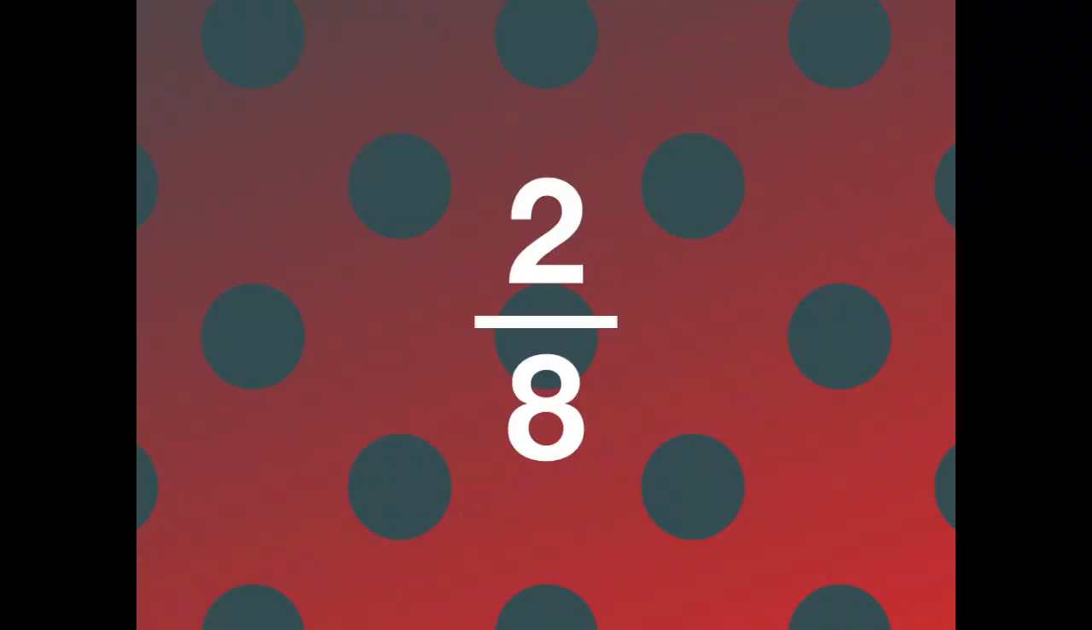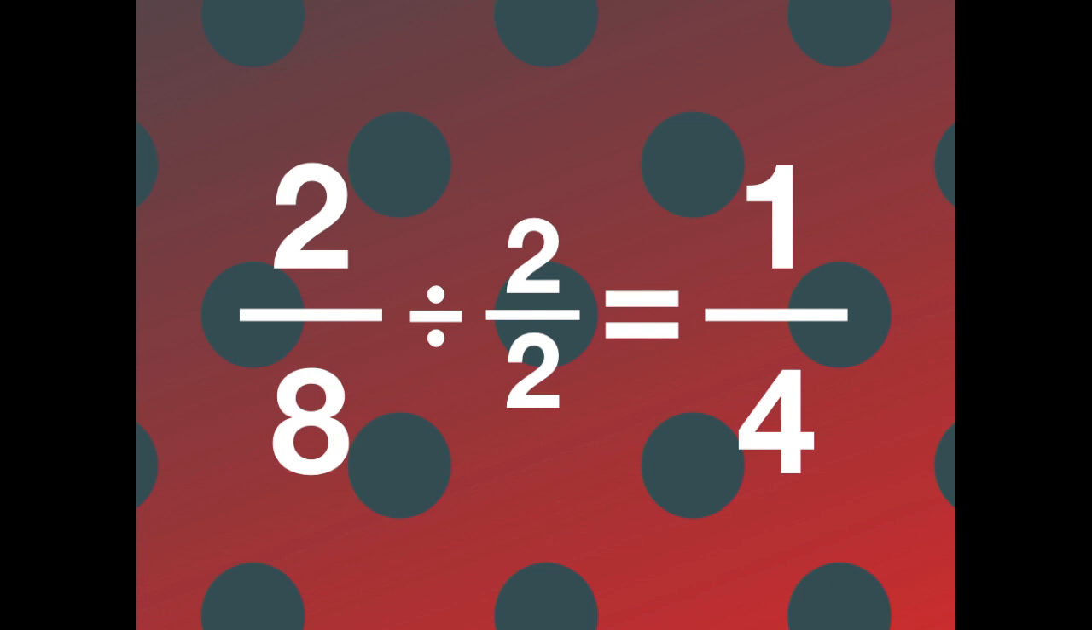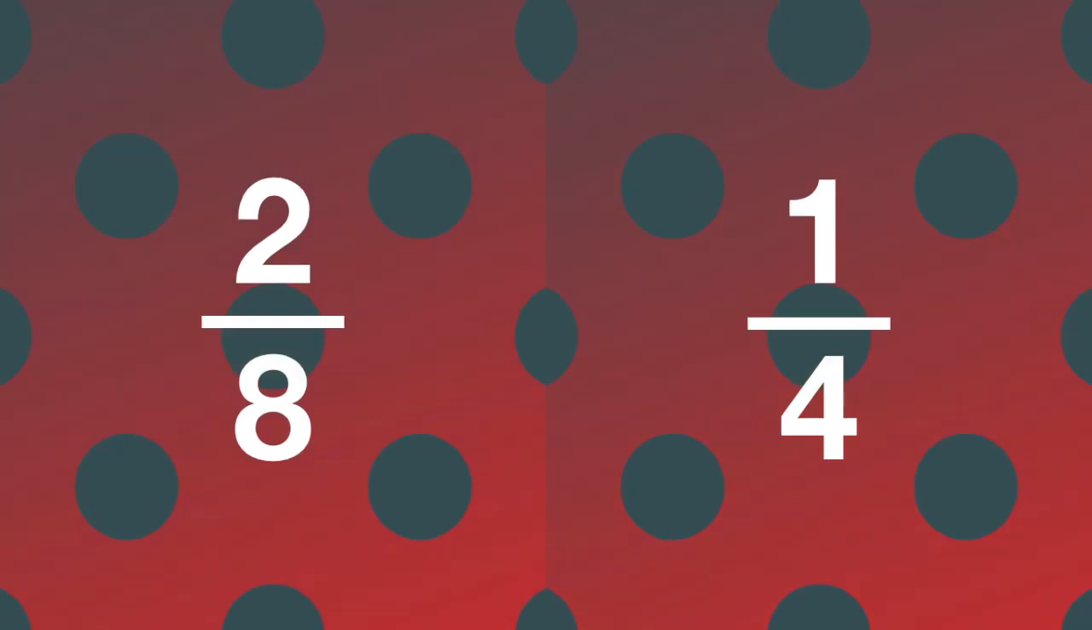But you can change 2/8 into 1/4 because 2/8 can be divided by 2/2. And that would give you 1/4. You just divided by a form of 1. 2 divided by 2 is 1, and 8 divided by 2 is 4. That means 2/8 and 1/4 are equivalent. They're just different ways of saying the same thing. They have the exact same value.